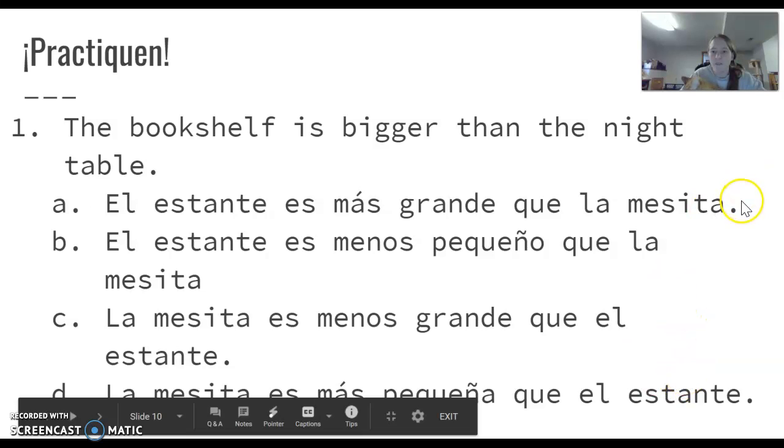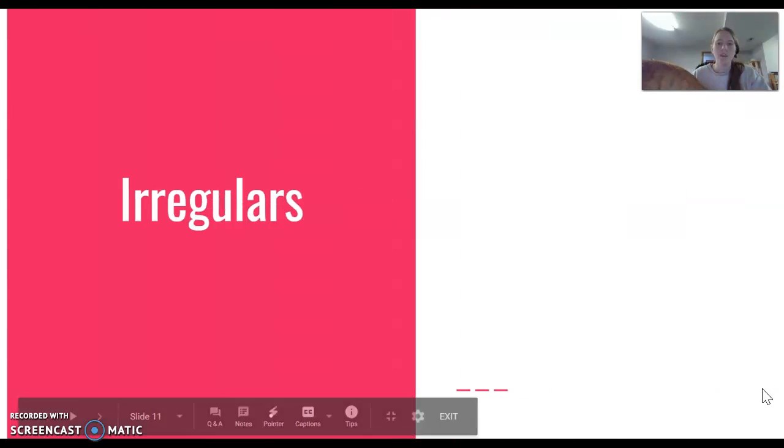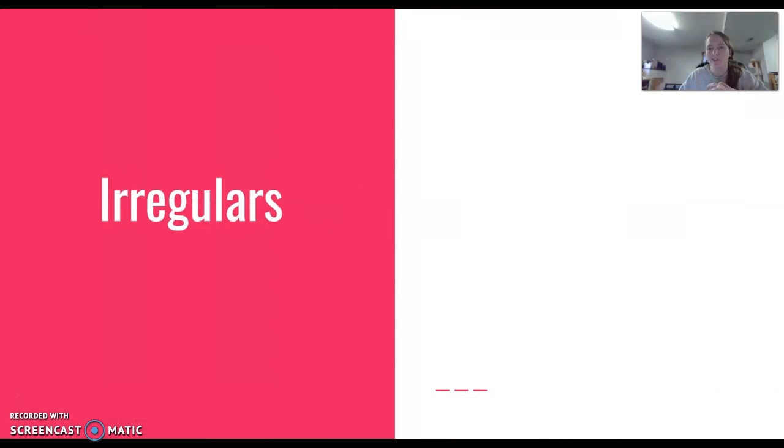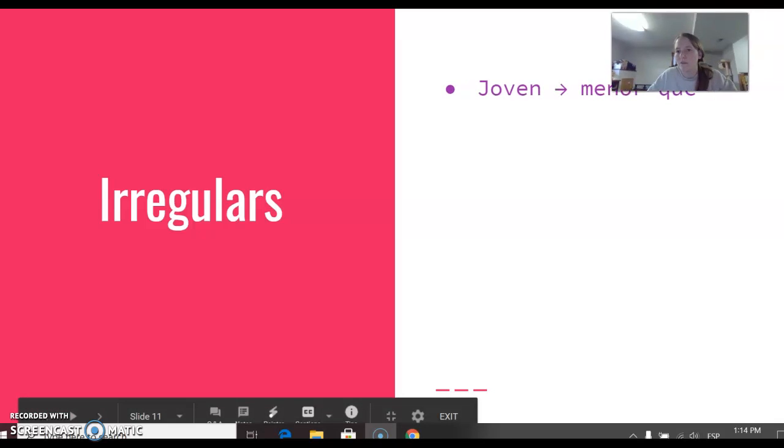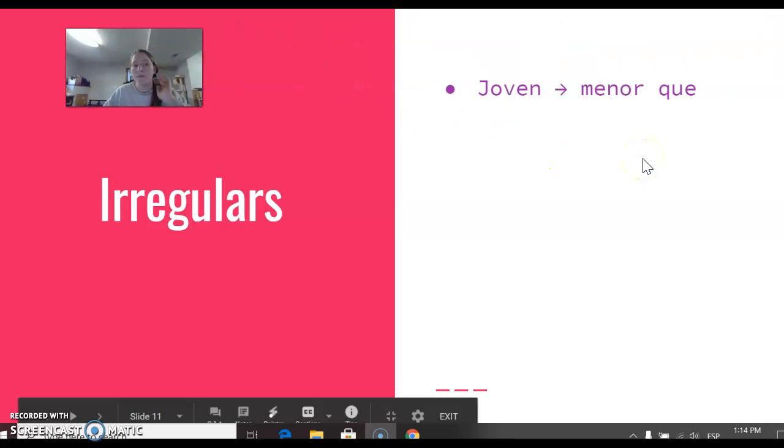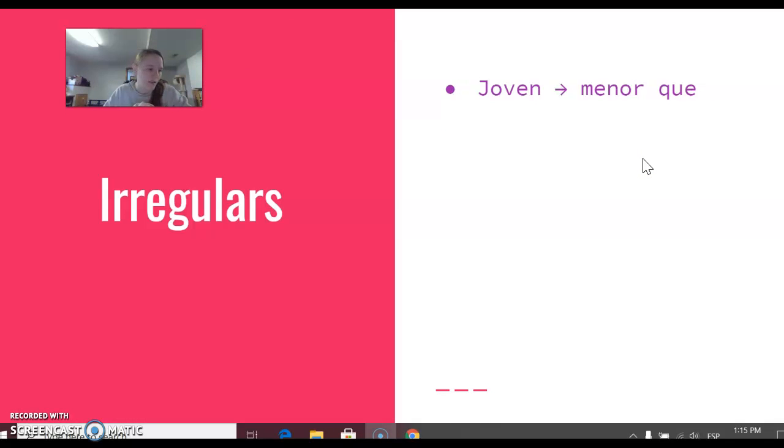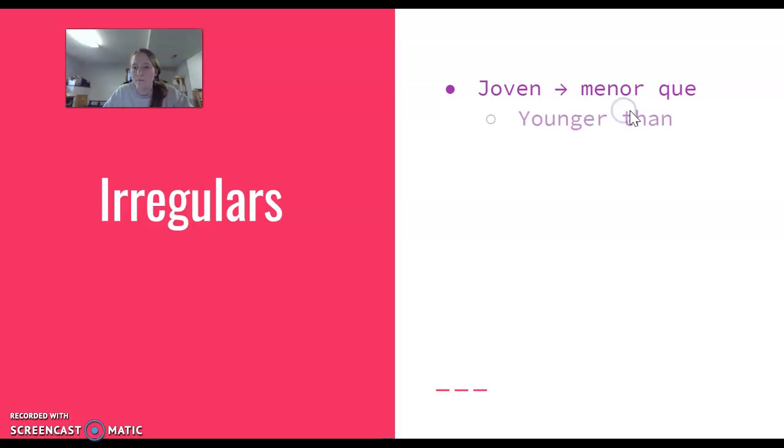Like I said, either option A or option B are going to be the ones that I use more often than not. Okay, so just like everything in Spanish, there's of course going to be some irregulars. So the first one is joven. Joven means young, and I think these might be out of order on your notes, so I apologize. Joven means young, but we don't ever say más joven que. Instead, we're going to say menor que for younger than. Because menor already means younger, and so then that que just means than, menor que.